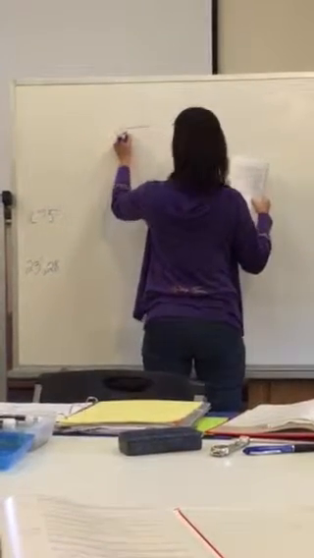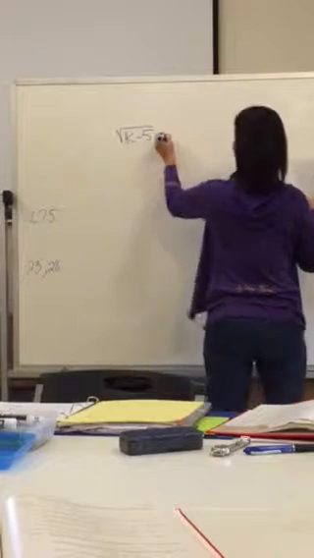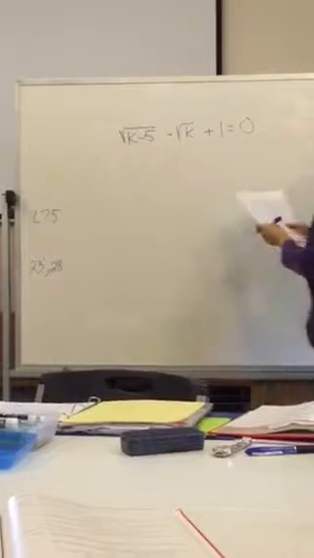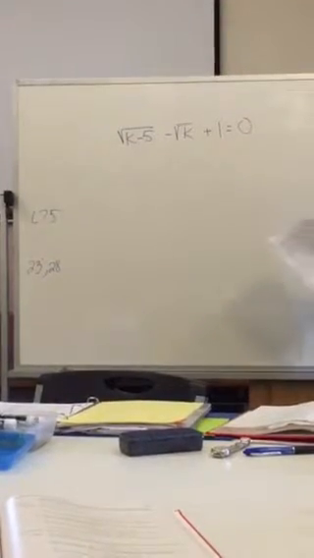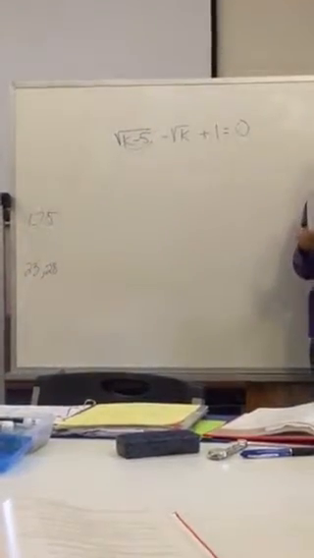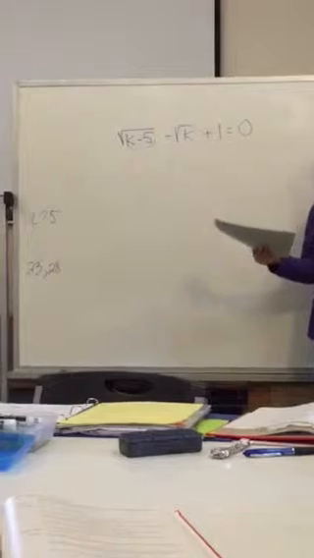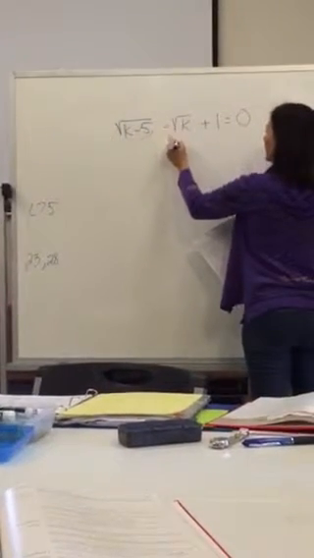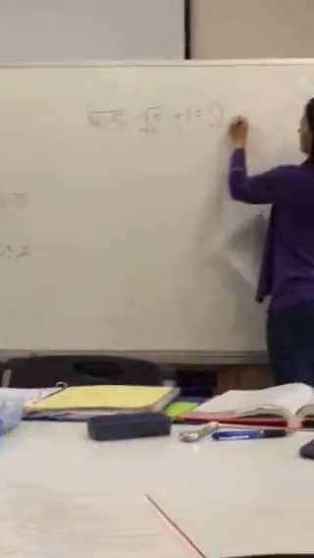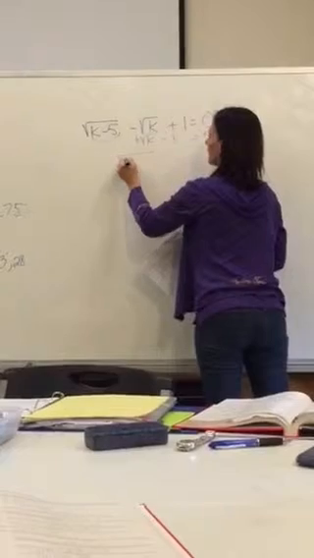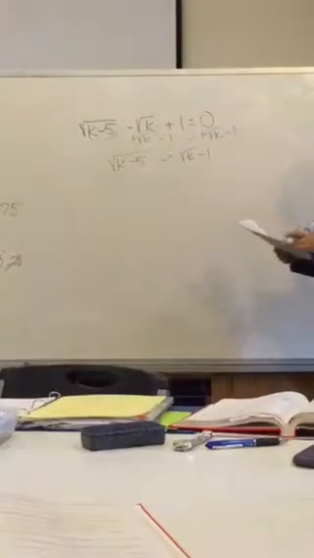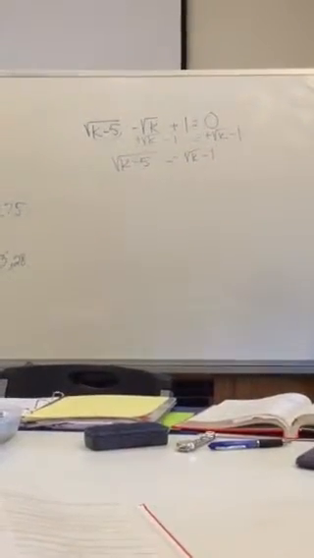We have the square root of k minus 5 minus the square root of k plus 1 is 0. All right? The first thing you want to do is isolate the radical that has a variable plus or minus a number, okay? So let's move everything to the other side of the equal sign. And I'm left with the square root of k minus 5 equals the square root of k plus 1. Now I square both sides.